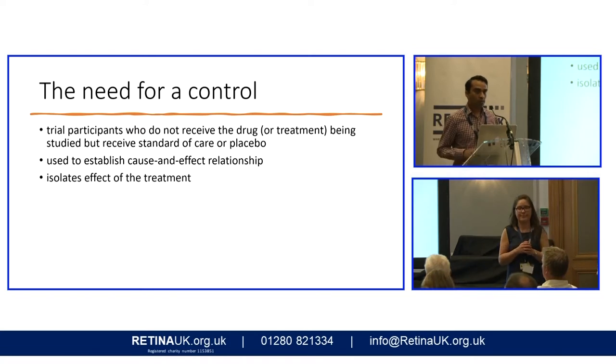So all phase 3 clinical trials need a control, and a control is a trial participant who doesn't receive the drug or the treatment that's being investigated, but receives standard of care or a placebo. A placebo is a substance that has no therapeutic effect. For example, if a trial was investigating a treatment that was given via a tablet, a placebo might be a tablet that looks, feels, and tastes exactly the same, but has no treatment effect.